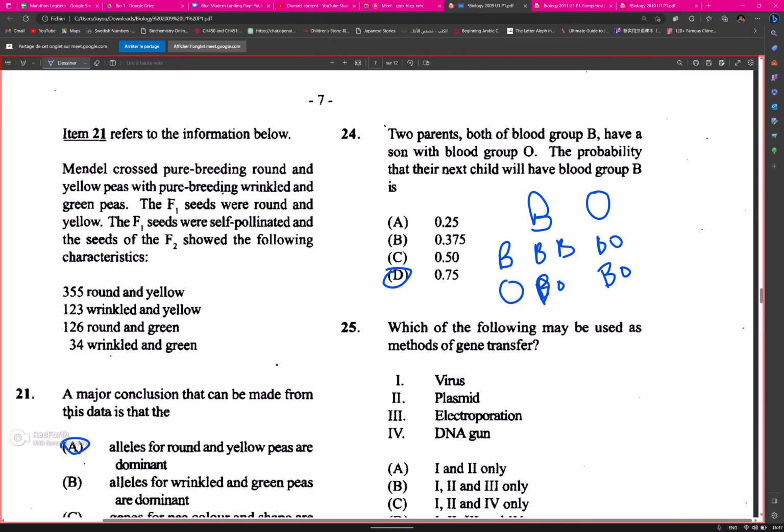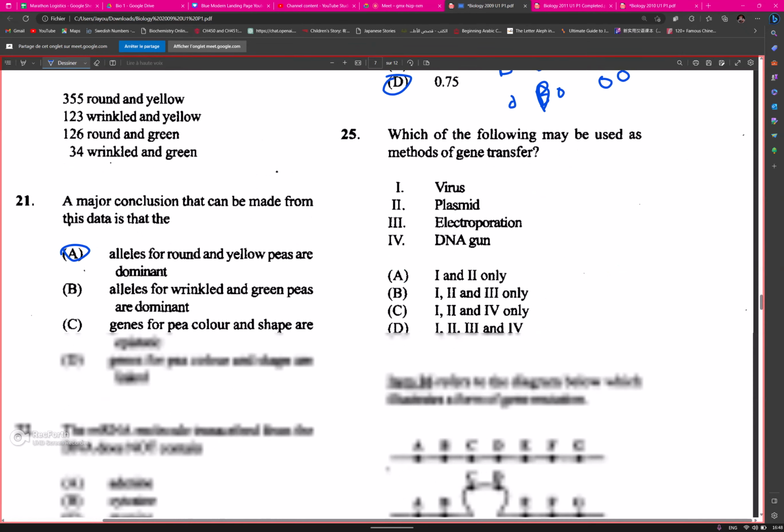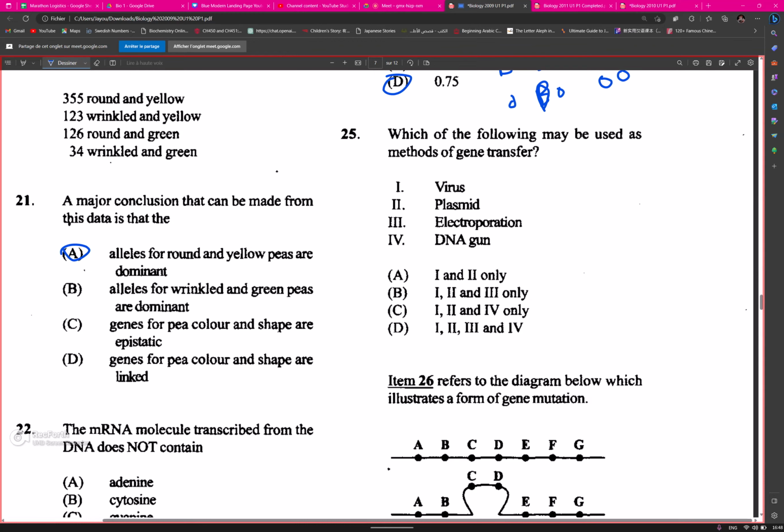Oh, sorry. Let me make them smaller so you can see that there. All right. So which of the following may be used as a method of gene transfer? A DNA gun, a plasmid, electroporation, or a virus. Or it could be all. We don't know what electroporation is. It's a part of it. Do you know what a DNA gun is? It's a gene gun. I usually call it a gene gun. I don't know what a DNA gun is, but okay.